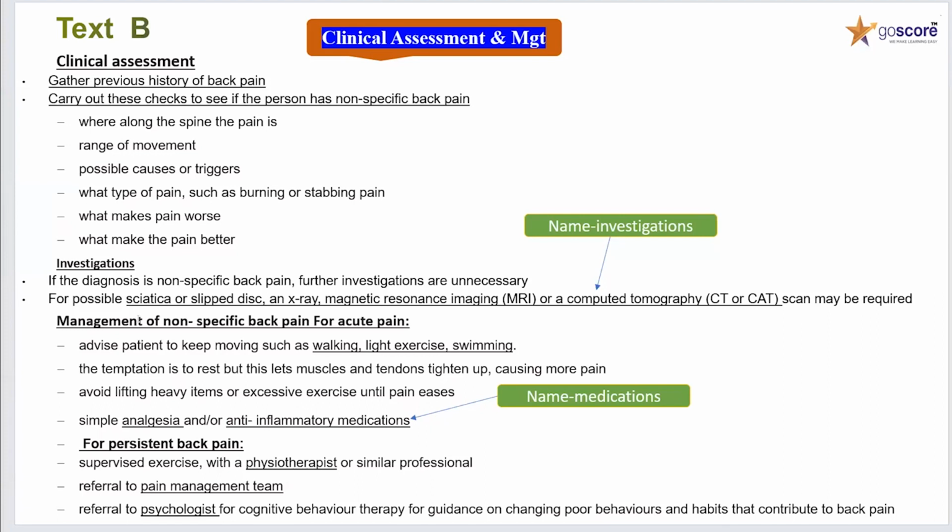So we have given the name clinical assessment and management. In clinical assessment, investigation is also included. So we have named text B as clinical assessment and management. Let's move to text C.